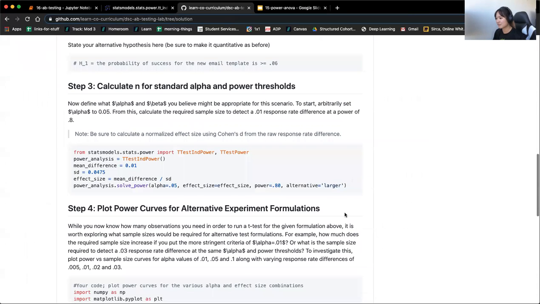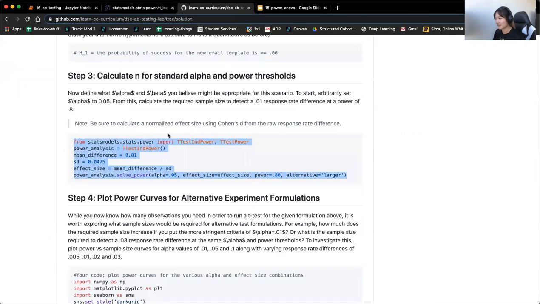Yep. So if you run this code, and I don't think they have it output, but after running this cell, you should get the minimum number of people in your sample needed to detect this response rate.